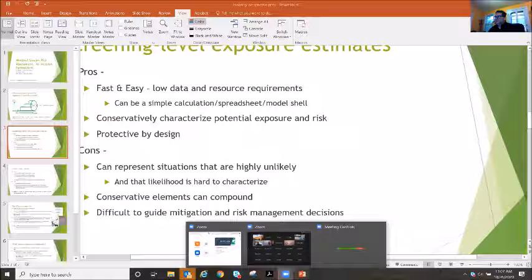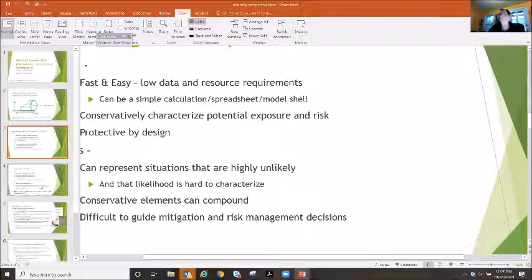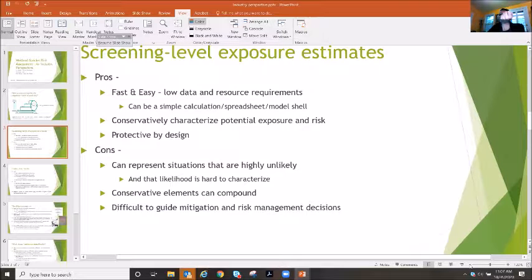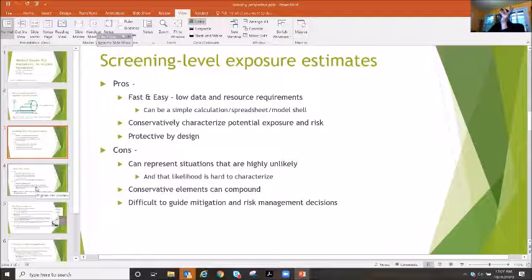Just leave it there. But the thing is, okay, they could be unlikely, but it's hard to characterize the unlikelihood of that. But again, if you pass that part of the risk assessment, then you're fine. But if you're trying to use it in a risk management decision without that knowledge of the likelihood, it can be hard to characterize how likely something is to happen.